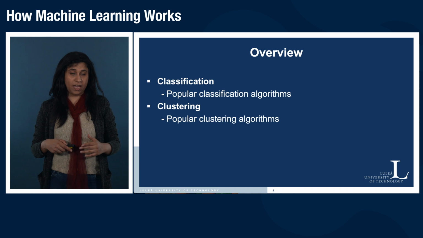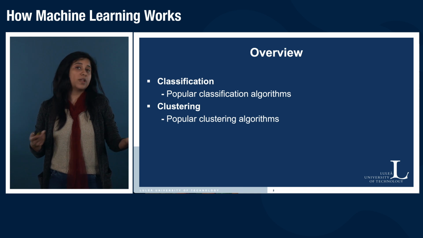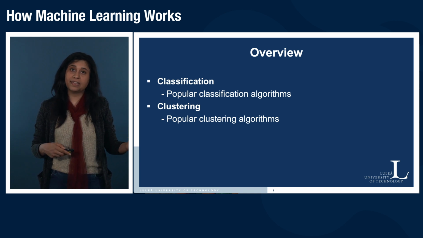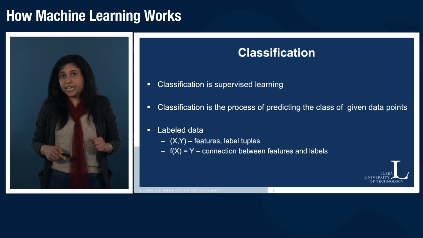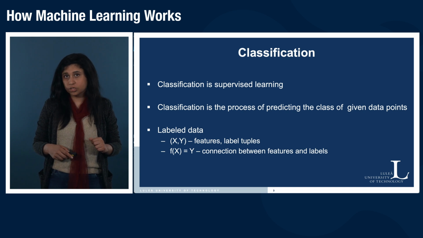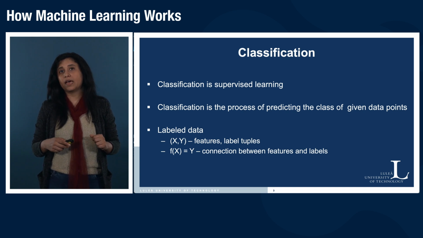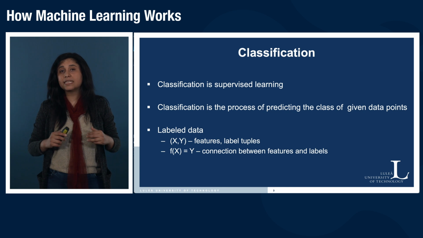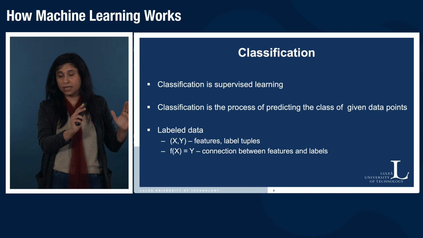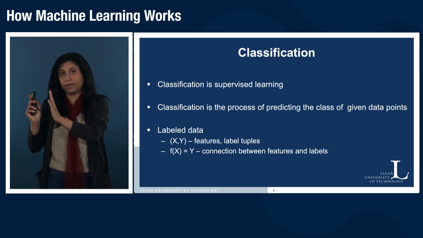Through this video I will talk about classification and popular classification algorithms, then clustering and popular clustering algorithms. Classification is a supervised learning approach which can be thought of as a means of categorizing or classifying some unknown items into a set of classes. Classification is an attempt to learn the relationship between a set of features X and the target output Y.